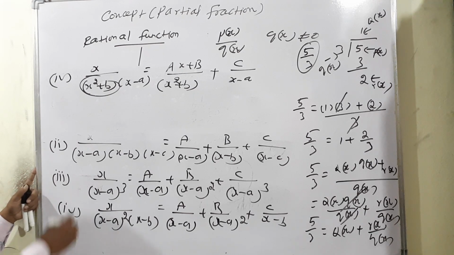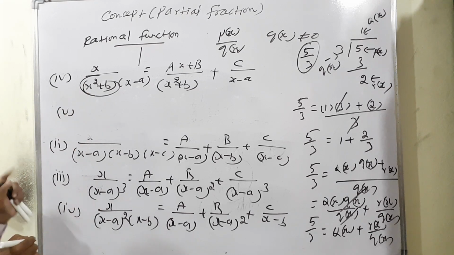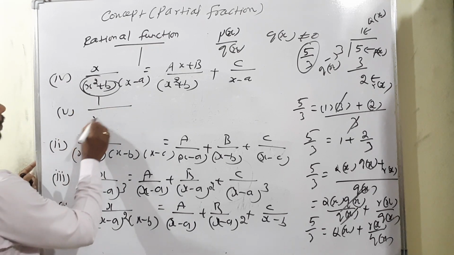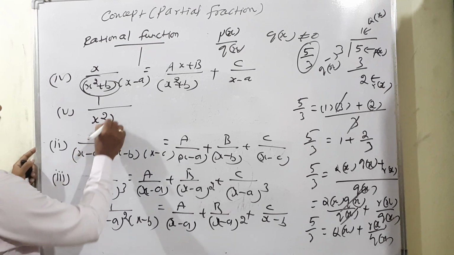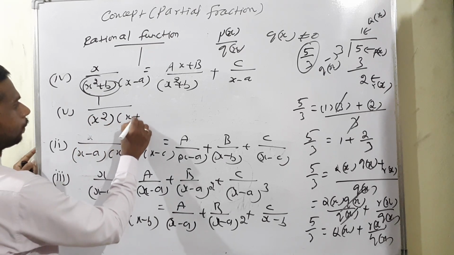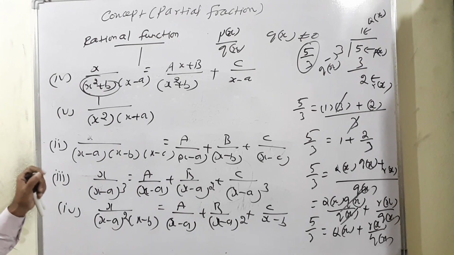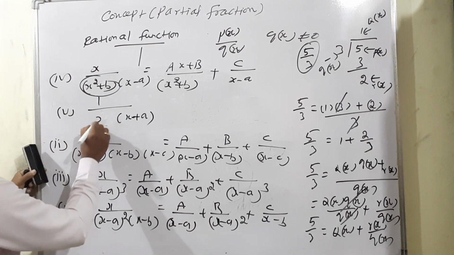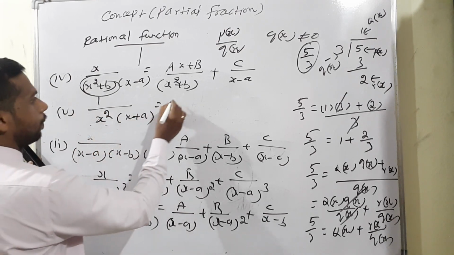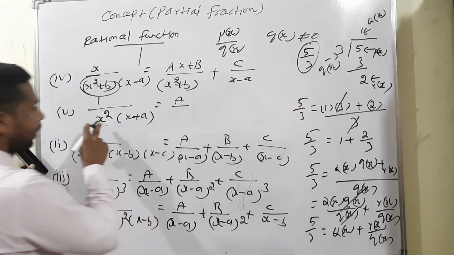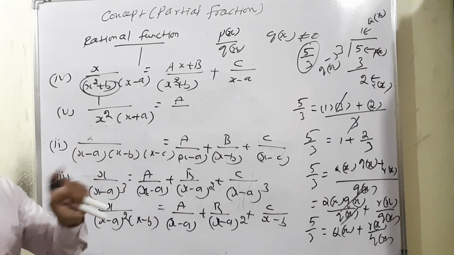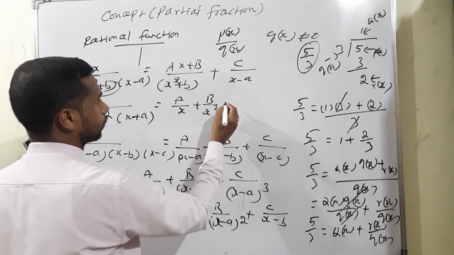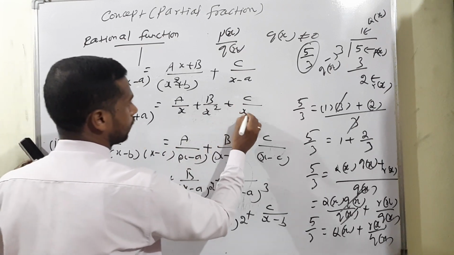Sometimes, the last type, the numerator is only a number. So 1 divided by x square into x plus a. No need of brackets, so only x square into x plus a is there. What will happen? We can write this type of factor in two different methods. First case, a by x plus b by x square plus c by the last one, x plus a.